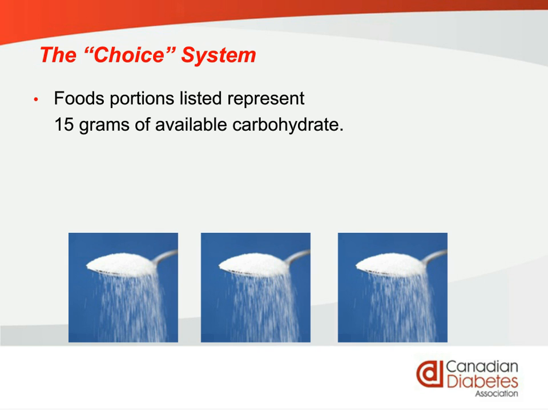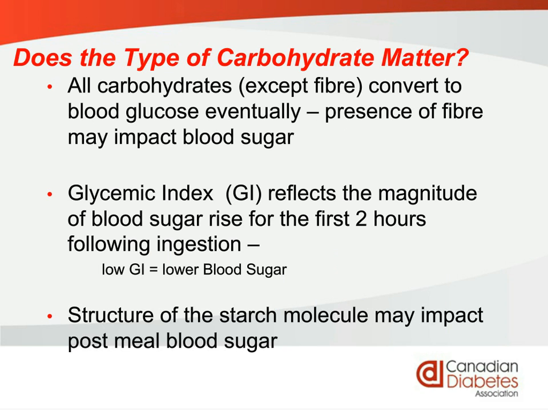So does the type of carbohydrate matter? I mentioned at the start that it's both the amount and the type of carbohydrates that play a role. All carbohydrates, except for fiber, get turned into sugar eventually, but some foods turn into sugar faster than others. So we have something called the Glycemic Index, and this talks about how quickly something turns into sugar.